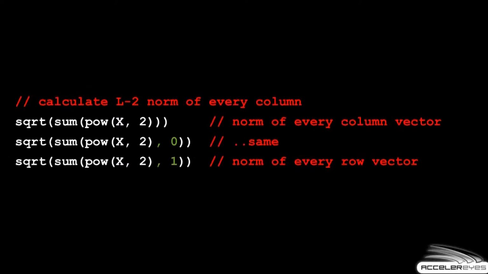Here's some examples of calculating the L2 norm of every column of a matrix. And the last one is every row. So by default, sum will do the 0 dimension, the first non-singleton dimension. But you can also, this green here shows how you can specify different dimensions to do a summation along.